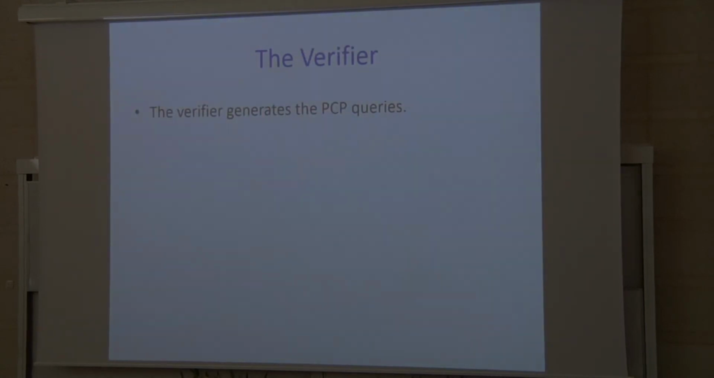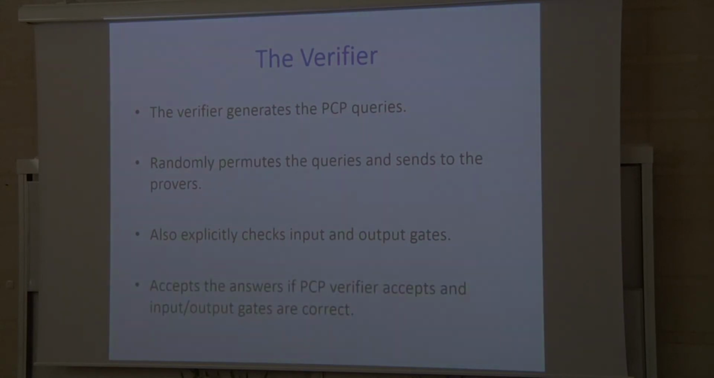So that's the provers. Let's move on to the verifier. The verifier is also very similar to the BFLS verifier. In particular, the first thing that it does is generate the BFLS queries. It's going to randomly permute the queries and send each one of the queries, after being shuffled together, to each one of the provers. In addition to the queries of the BFLS verifier, I'm also going to add to these shuffled queries explicit checks about the input and output gates. And also permute all of these together and send them to the provers.